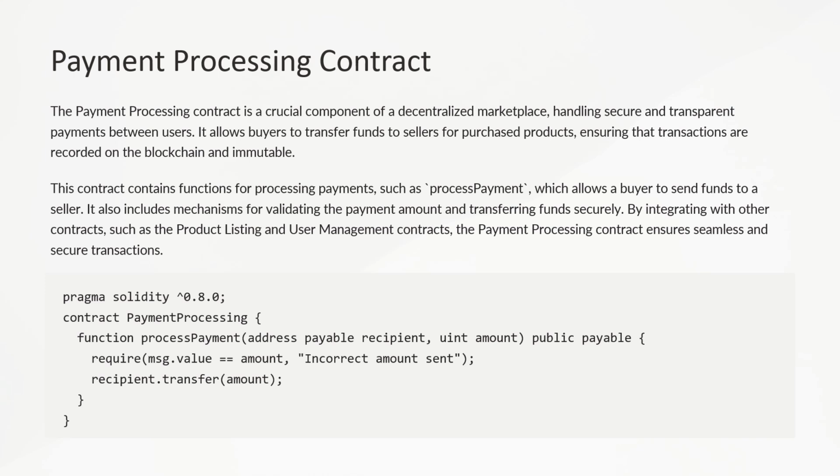By integrating with other contracts such as product listing and user management contract, the payment processing contract ensures seamless and secure transactions. The below given Solidity code contains a contract payment processing and has a function process payment with state variables, recipient, and amount. First, it checks if the value being sent is equal to the amount. If it is true, then the amount is sent from the owner to the seller's address. If it is false, then a message saying incorrect amount sent is popped on the screen.